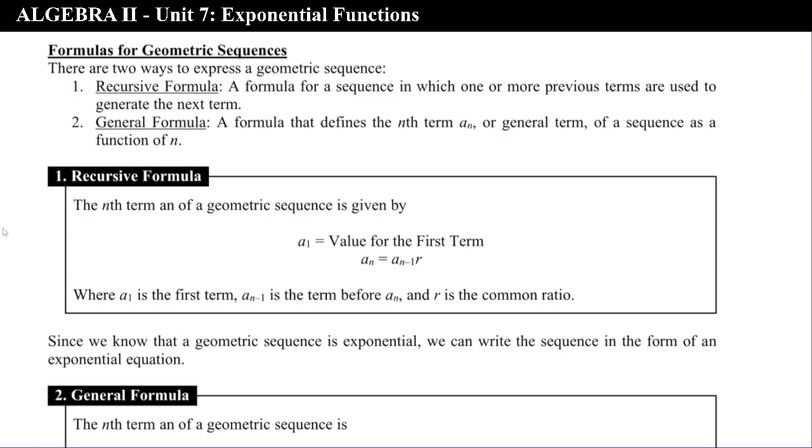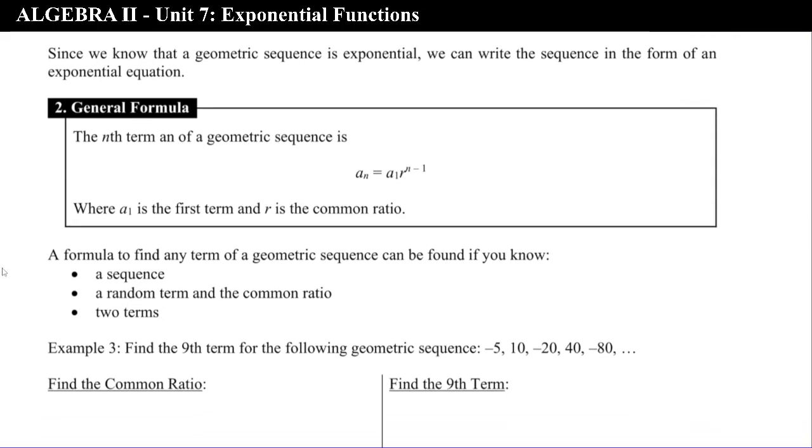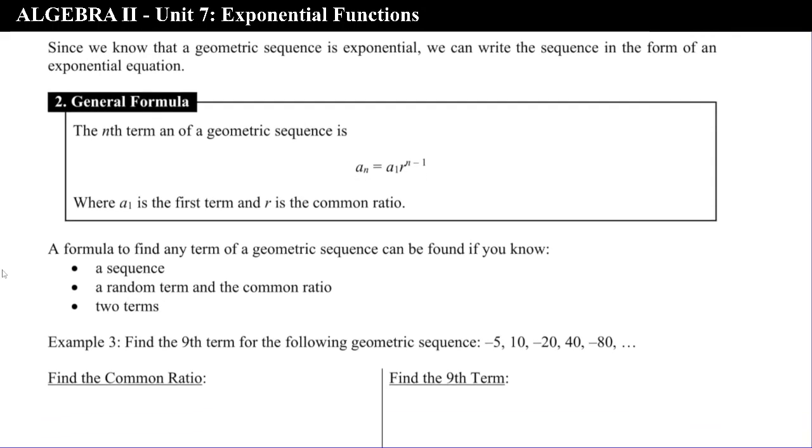Now the recursive formula looks very similar to the recursive formula for arithmetic sequences. And while it is somewhat useful, we're not really going to use it that much. What we will be using more so is the general formula, and that defines the nth term, a sub n, or the general term of the sequence, as a function of n. So here is the general formula. It is expressed as a sub n equals a sub 1 times r to the n minus 1, where a sub 1 is the first term and r is the common ratio.